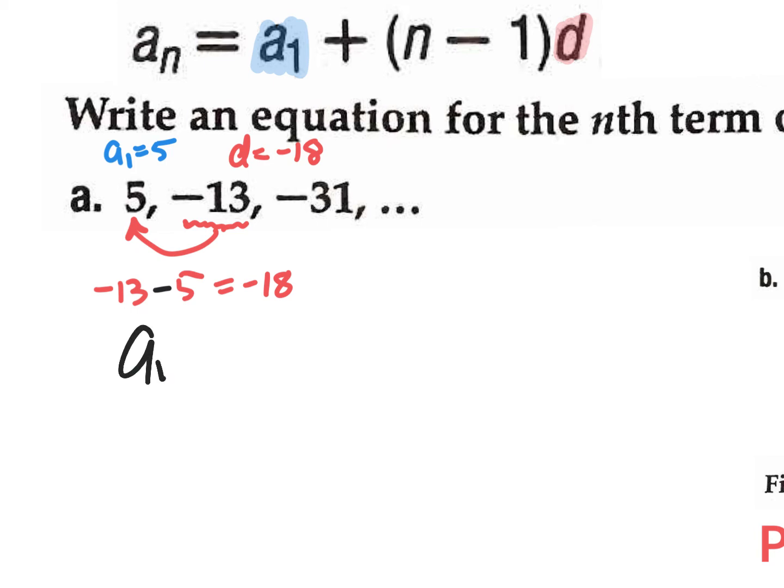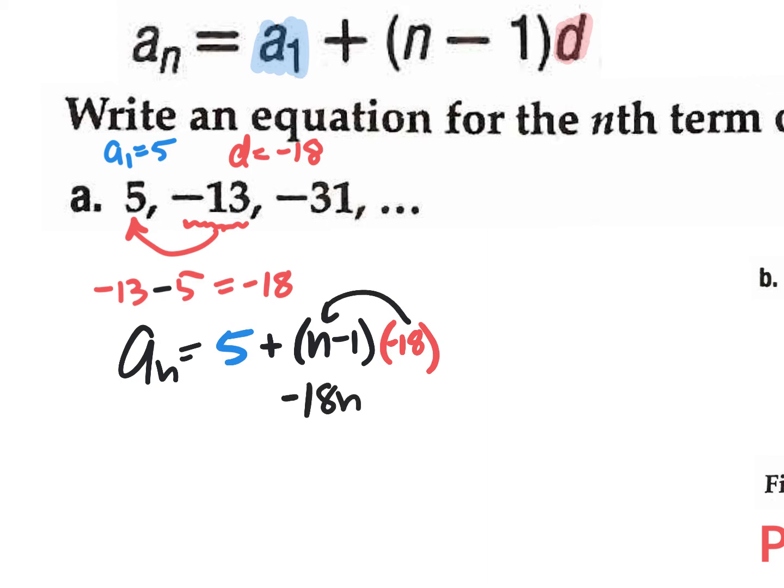So here we go. A sub n equals the first number on our list, 5, plus parenthesis n minus 1 times the common difference, which is negative 18. And we are going to distribute and combine like terms to clean it up, right? So negative 18 times n, negative 18n. Negative 18 times negative 1 is a positive 18. We're going to bring down the 5. And out of those 3 terms, we could combine the first one, 5, plus 18, and that is positive 23.